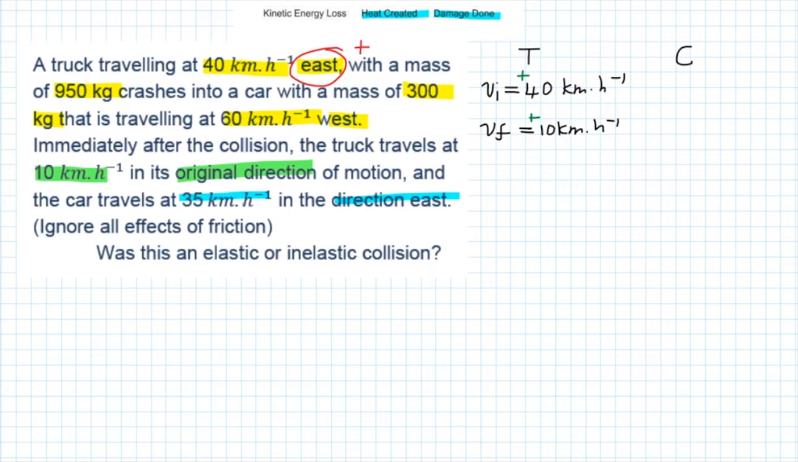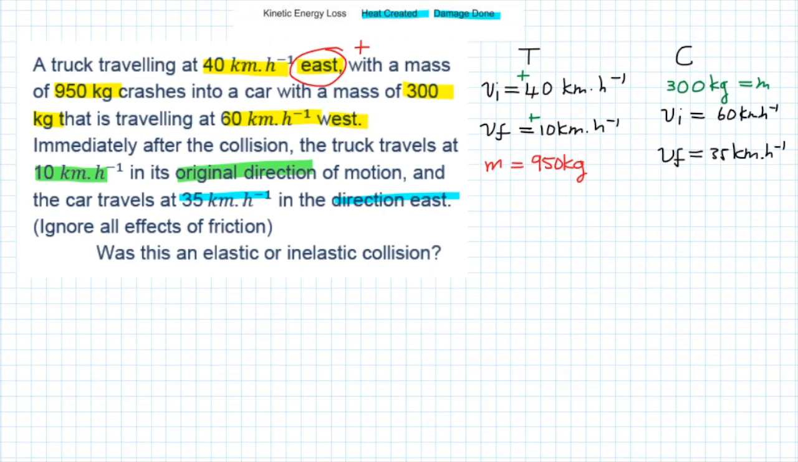The truck has a mass that is equal to 950 kilograms. When we look at the car, in this case it is a very small car. It only has a mass of 300 kilograms. Its initial velocity is negative, and that is negative 60 kilometers per hour. So everything is given in kilometers per hour. This means that we're going to have to do a conversion. And the final velocity is given as 35 kilometers per hour, and that is towards the east. So here we have a negative direction, and over here it is in the positive direction.